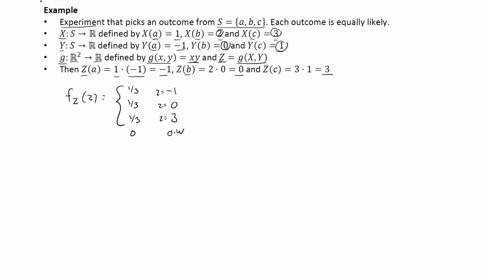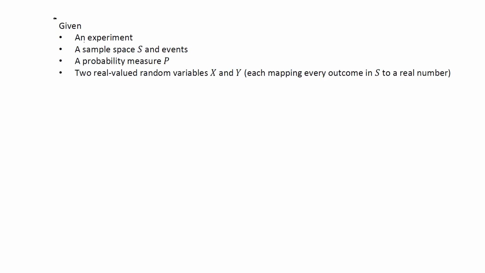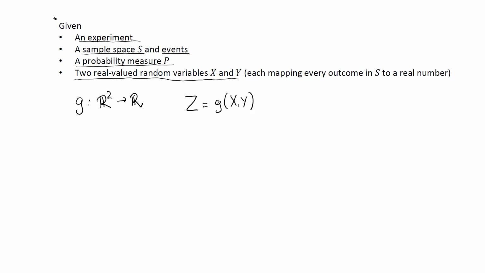So let's have a look at this from a more general perspective. This is then my starting point. I have an experiment. I have a sample space S. I have defined events. I have a probability measure P that assigns a probability to each event. I have defined two random variables. I call them X and Y. And I also have a function G which maps from R2 to R. That is, it's a function of two variables. With this, I can create a third random variable Z, which is G of X and Y.